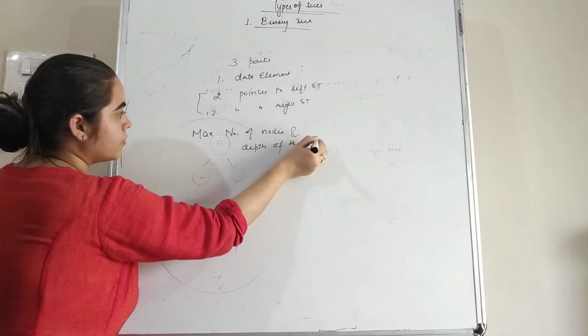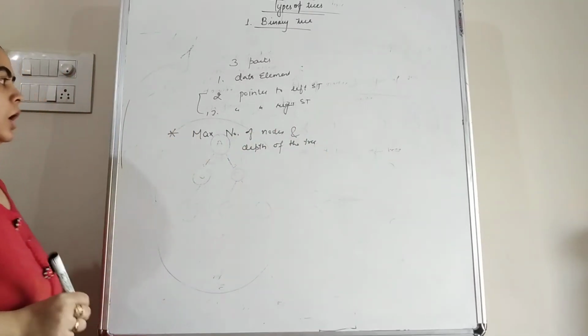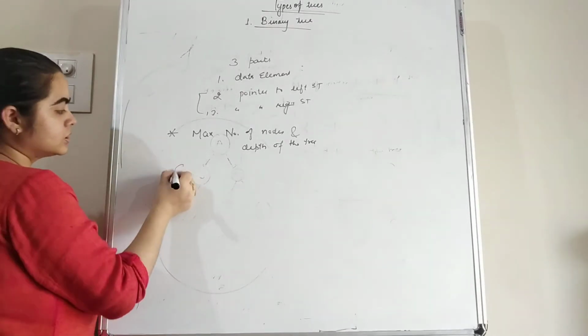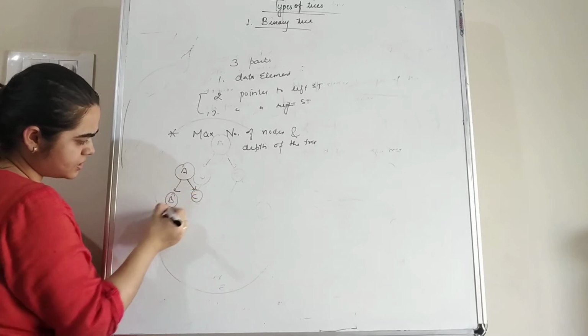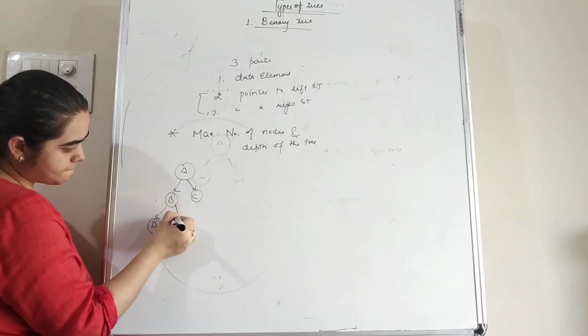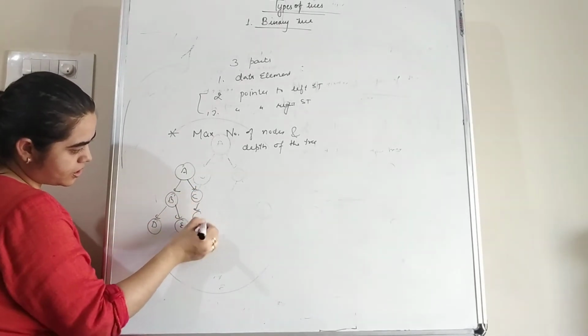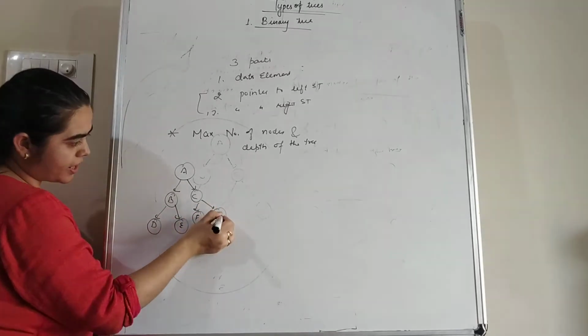This is very important. This will come in the MCQ part also. See, this is the binary tree. A, B, C, D, E, F and G. So this is the binary tree.